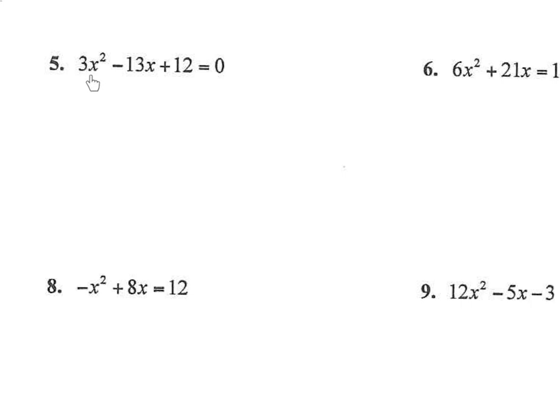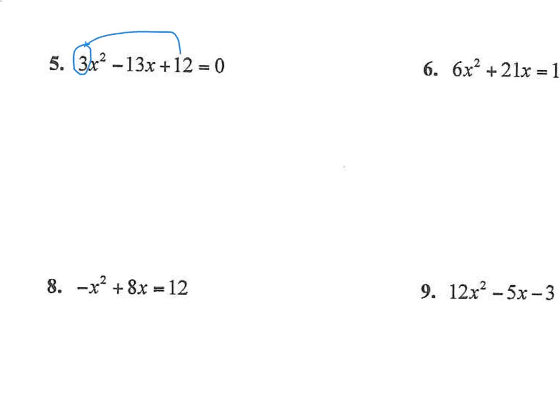But starting with number 5, it's set up in the form that we want it. We have 0 on one side, and then our quadratic is in descending order, highest degree to lowest degree on the left. The first thing you want to look for is a greatest common factor. Since 3, 13, and 12 do not all have something in common, we don't have a greatest common factor. So we are going to use the swing multiply method. So we're going to swing and divide.